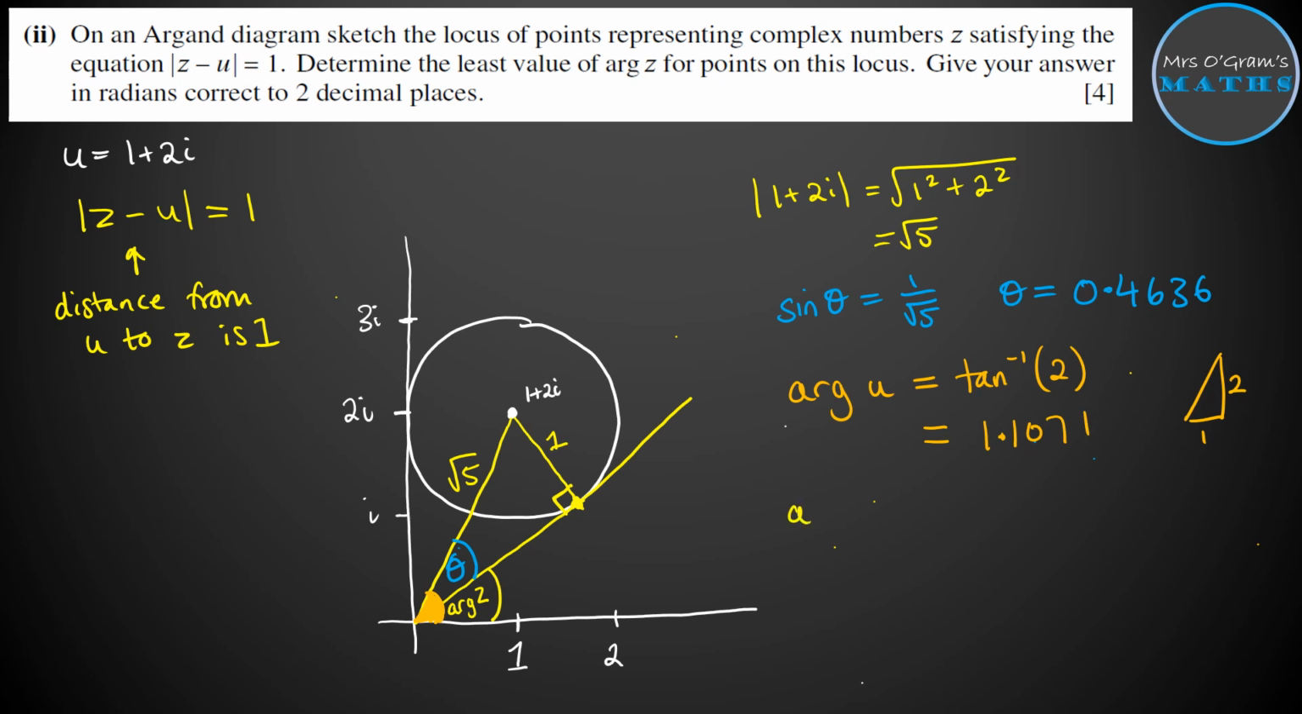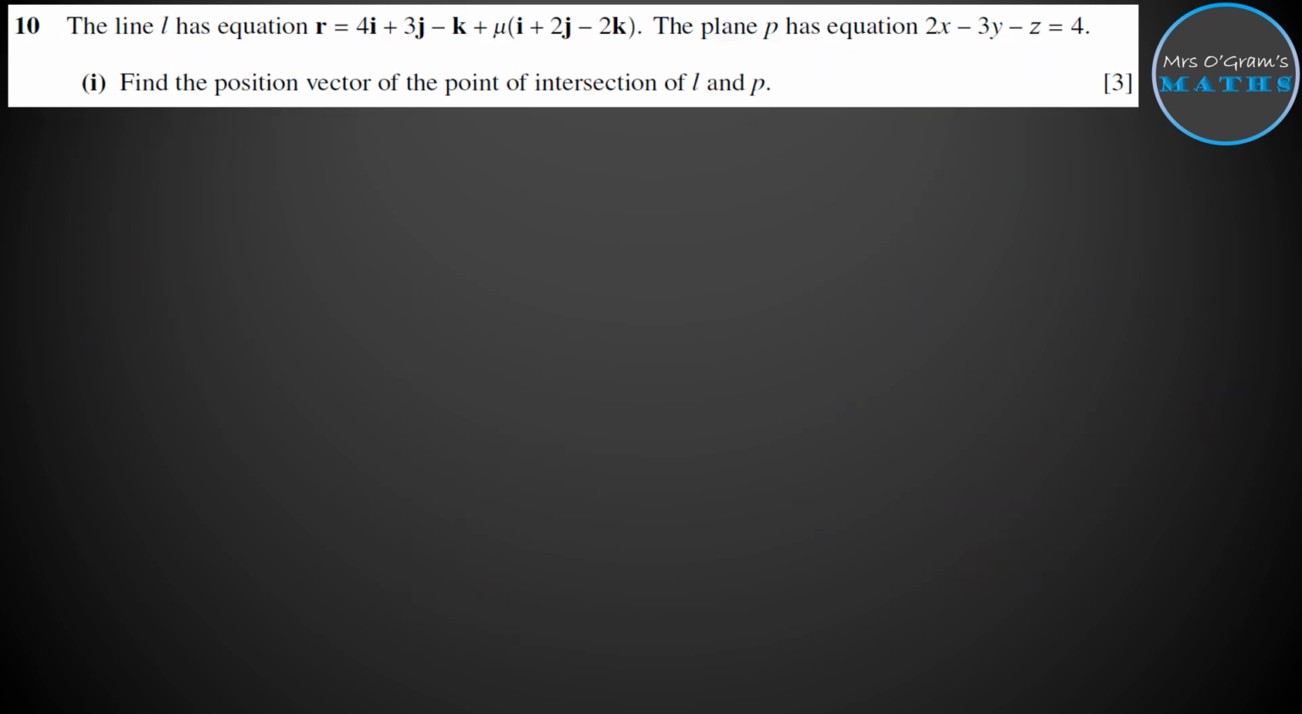From there we can do a subtraction to find the argument of z. So the argument of z will be the argument of u minus the theta that we worked out above. So the argument of z, corrected to 2 decimal places, is 0.64. And finally we come to our vectors question.